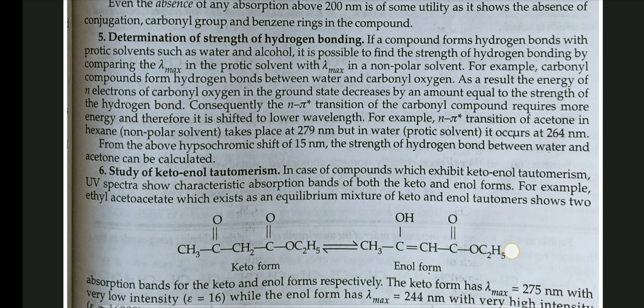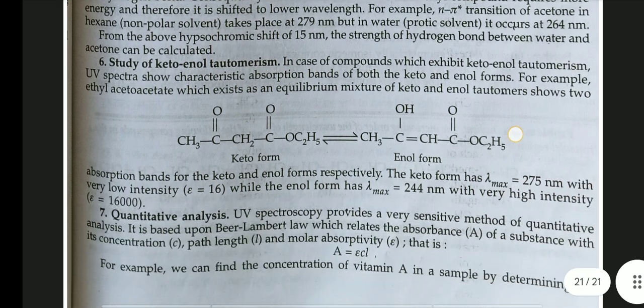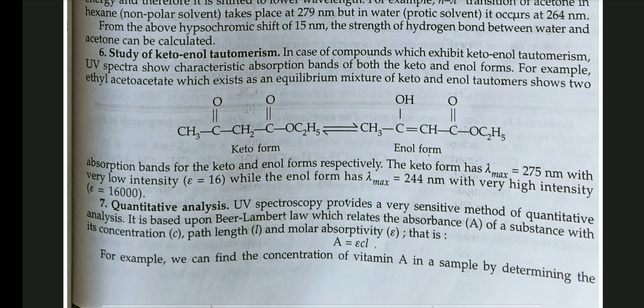Study of keto-enol tautomerism. In the case of compounds which exhibit keto-enol tautomerism, UV spectra show characteristic absorption bands of both the keto and enol forms. For example, ethyl acetoacetate, which exists as an equilibrium mixture of keto and enol tautomers, shows two absorption bands for the keto and enol forms respectively. The keto form has lambda max equal to 275 nanometer with very low intensity, while the enol form has lambda max equal to 244 nanometer with very high intensity.